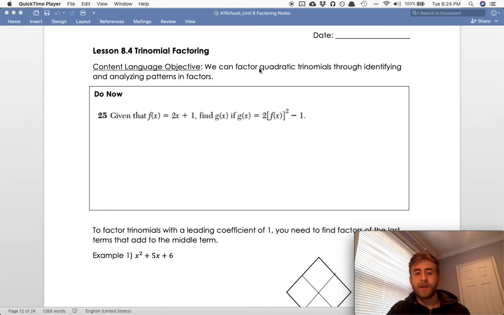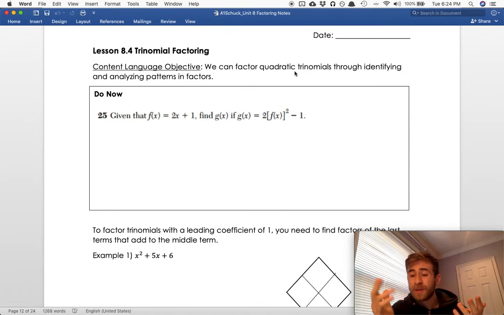So we're going to factor quadratic trinomials. By the way, a trinomial just means it has three terms, right? We're going to be looking at 1, 2, 3 terms.